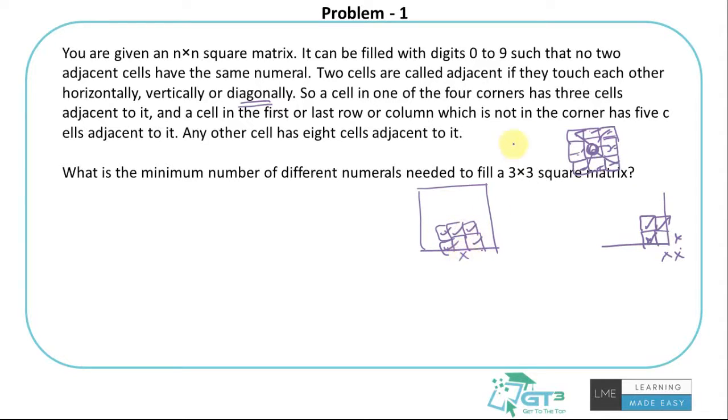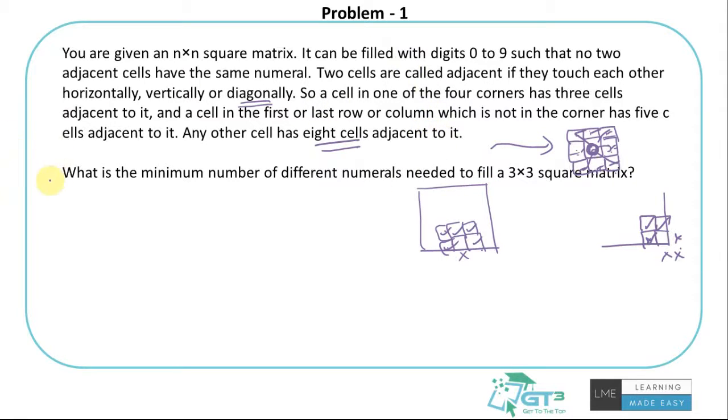And any other cell has 8 cells adjacent to it, which is this figure. If I'm talking about this, 2 on the vertical, 2 on the horizontal and then 1, 2, 3 and 4 on the diagonal. So basically there are 8 cells which are adjacent to the cell. That's the basic definition of adjacent cells.